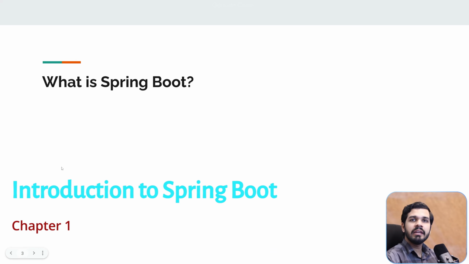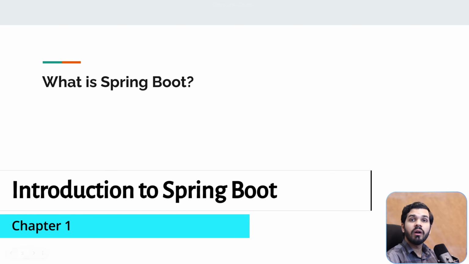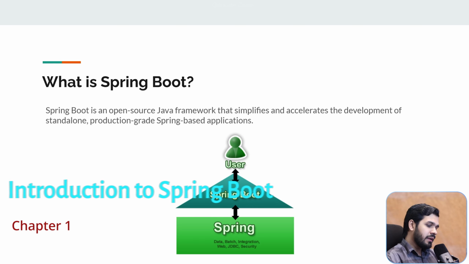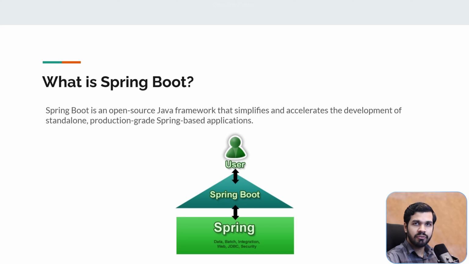The first thing we need to answer in this tutorial is, what is Spring Boot? Spring Boot is an open source Java framework that simplifies and accelerates the development of Spring-based applications. So you see, there is a diagram here, and we have the Spring framework here. Then there is Spring Boot framework, and that connects to the user. So the Spring Boot framework acts as a middleware between the Spring framework and the user.